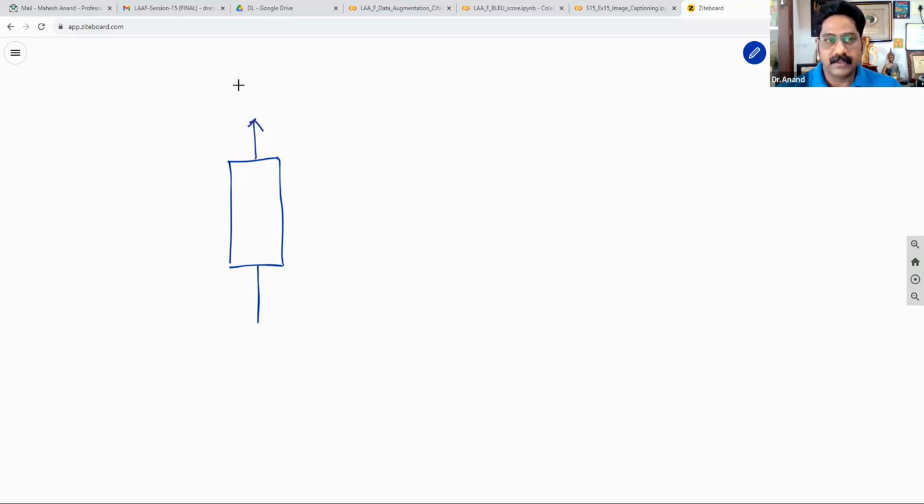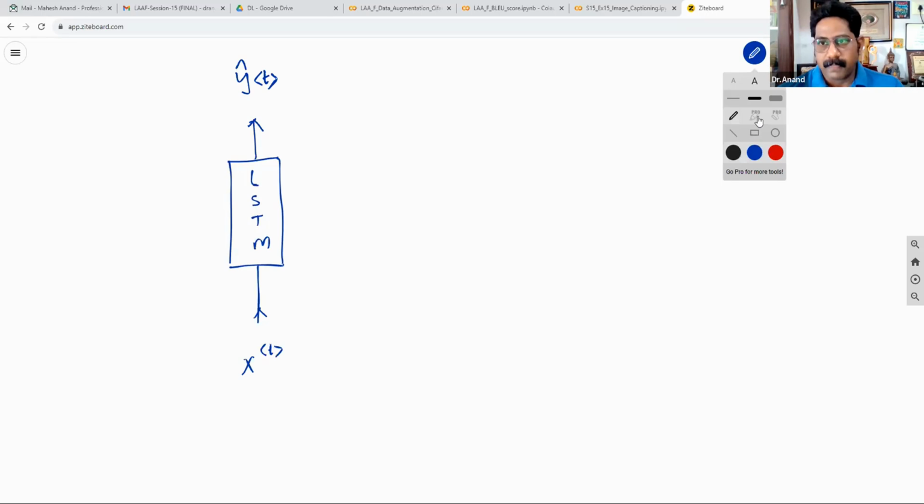This is how your structure is. Because at every time instance, we are giving the input sequences and we are generating the output sequences. And x of t. So this is your LSTM block. Assume that this LSTM block is designed for 256 neurons. There are 256 units.